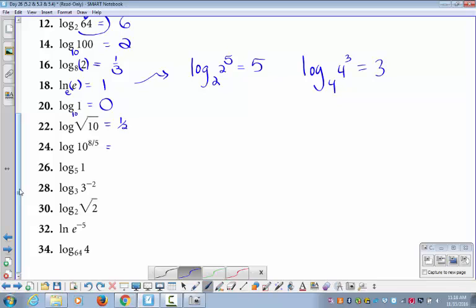Next one, 10 to the what gives 10 to the 8/5? 8/5. And there's that cancellation property. There's a hidden base of 10, and the cancellation property will give us exactly the exponent of the argument.